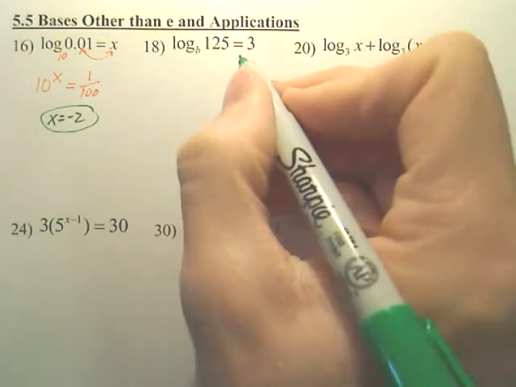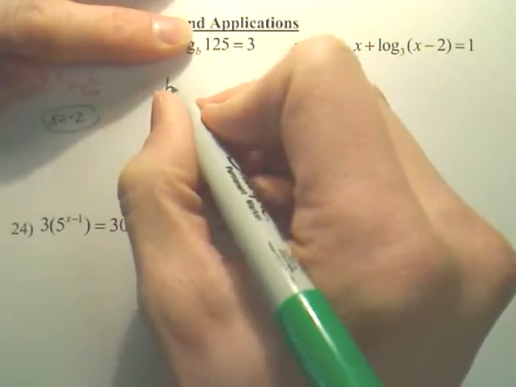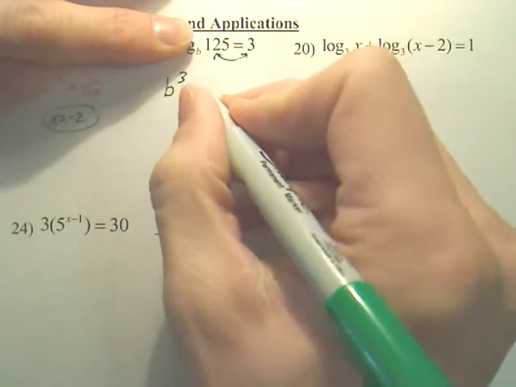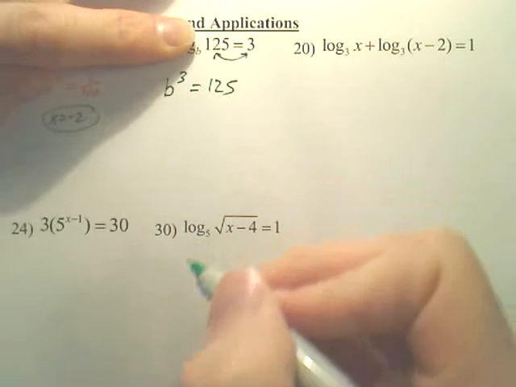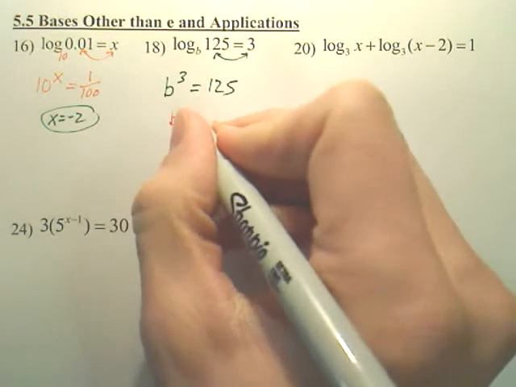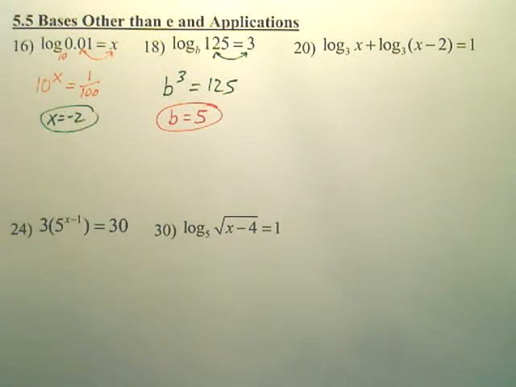Okay, this one, I change it again. I drop the log, and I end up with b. Switch these two. So that's b to the third equals 125. And from there, you do some problem solving. You go, okay, what to the third power is 125? And you hopefully understand that would be 5. 5 to the third is 125. So b is 5. A little bit of problem solving.